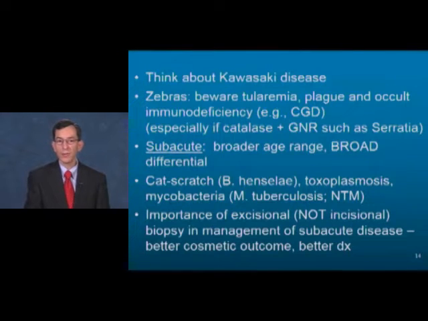The differential that we encounter most commonly probably includes a non-tuberculous mycobacterial infection, on rare occasions human tuberculosis, and pathogens such as cat scratch disease due to Bartonella henselae or toxoplasmosis should be considered. These are diagnoses, in the case of cat scratch disease and toxo, that can be made by antibody testing. For a non-tuberculous mycobacterial infection, we actually need to culture tissue to make the diagnosis.